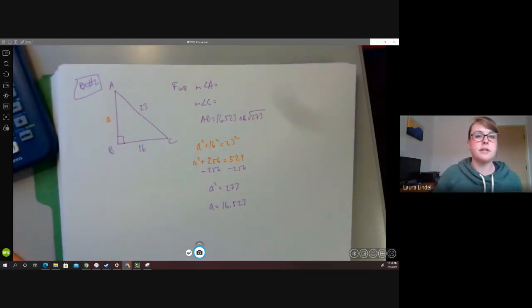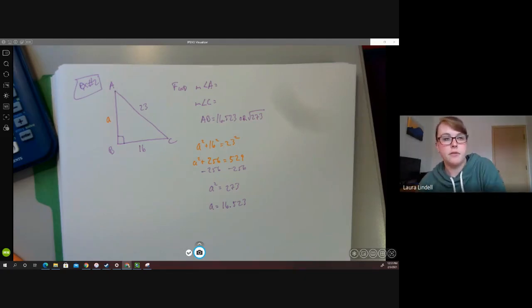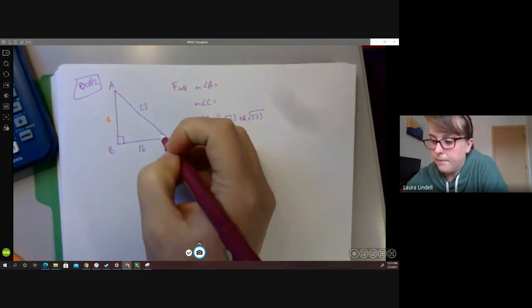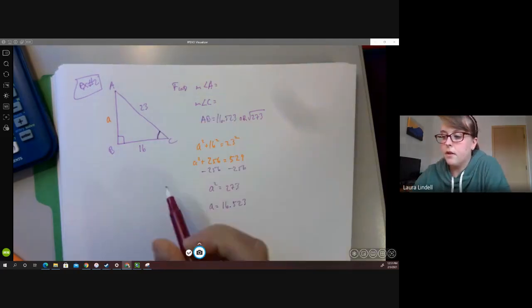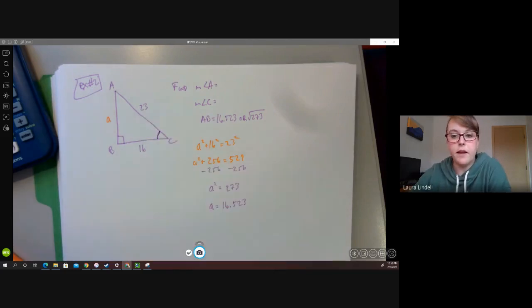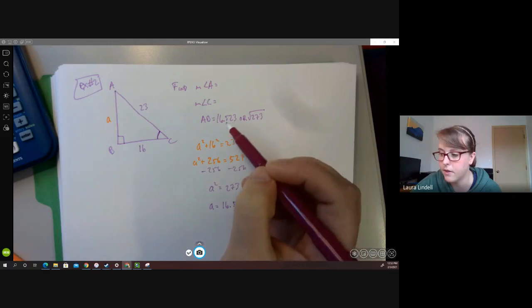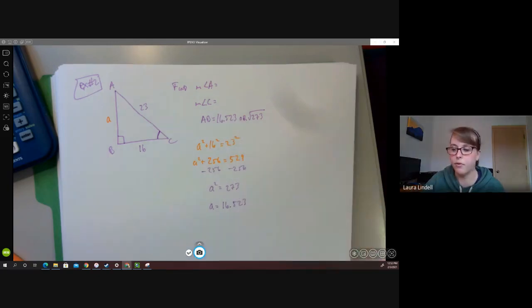Okay. So now we've got our missing side. We just need to find our missing angles. Once we find one of the missing angles, the other missing angle is really easy to get. So let's say we want to find angle C. Well, the two sides that we're given as whole numbers are going to help us there. You can use the third side if you want to, but it's easier to work with these two numbers than it is with 16.523.